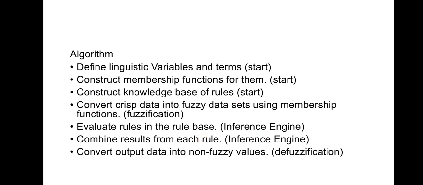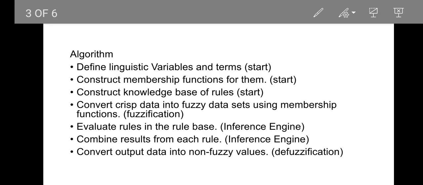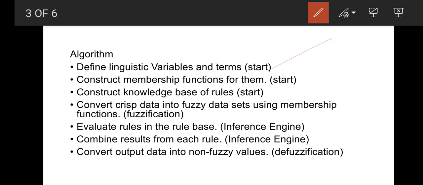Here is the algorithm for the air conditioning system, how it properly works. First, define the linguistic variables in terms, and then construct the membership function for them. Then we have to construct the knowledge base of the rules, which means constructing the if-then rules. Then convert the crisp data into fuzzy data sets using the membership function, which is fuzzification.